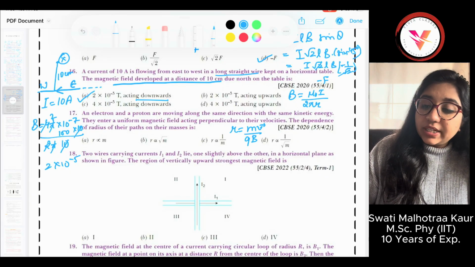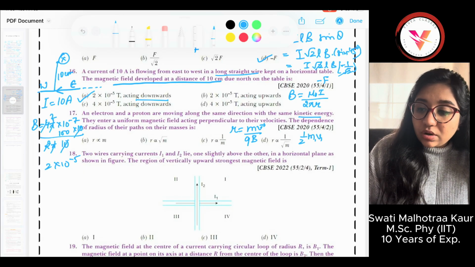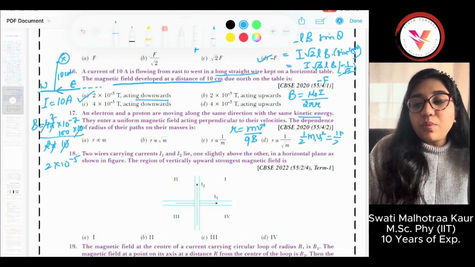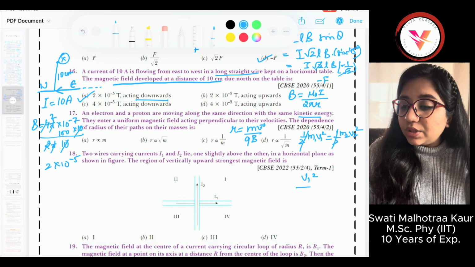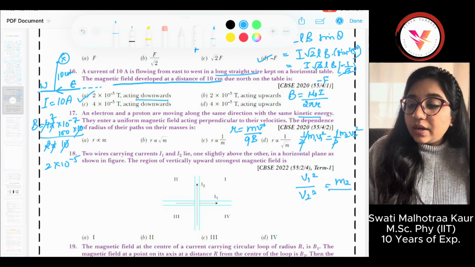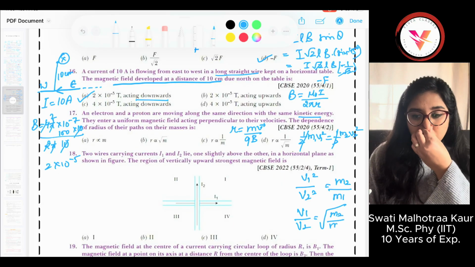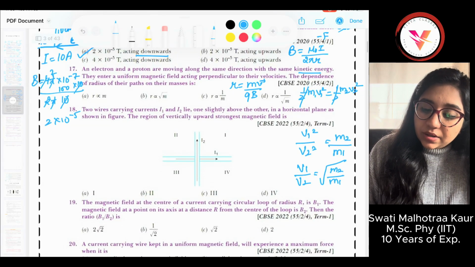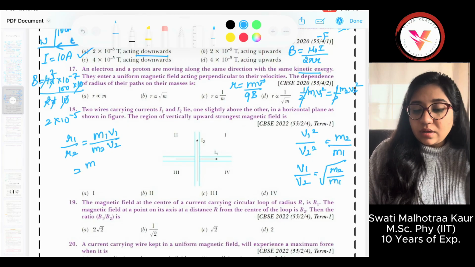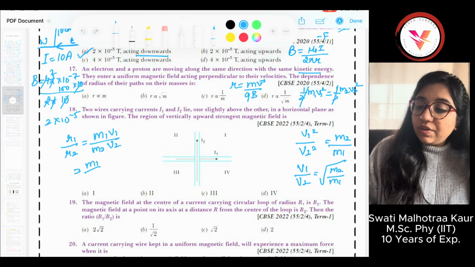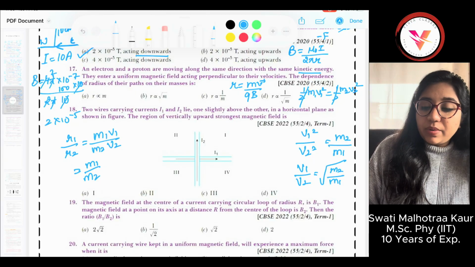so we can check the dependency of mass. So for the velocity, they are moving with the same kinetic energy, that is half, let's say, m1 v1 square for electron and half m2 v2 square for proton. So v1 square by v2 square is equal to m2 by m1, and the square will give you root here, and then you can just put it back here. So r1 by r2, radius is m1 v1 over m2 v2. m1 v1, m remains the same, and v1 by v2 can be substituted with under root of m2 by m1.